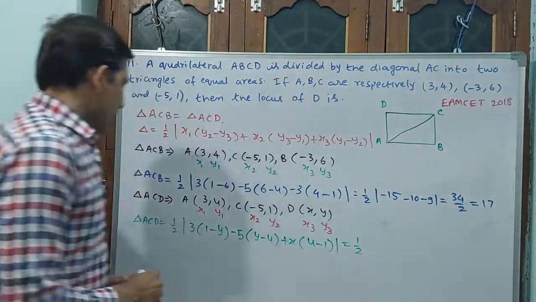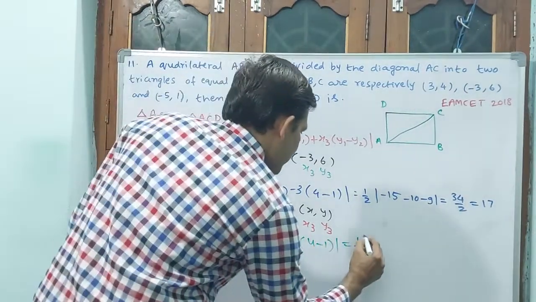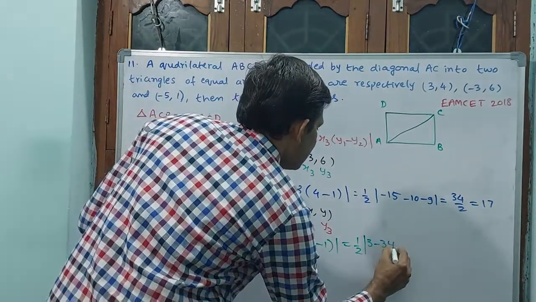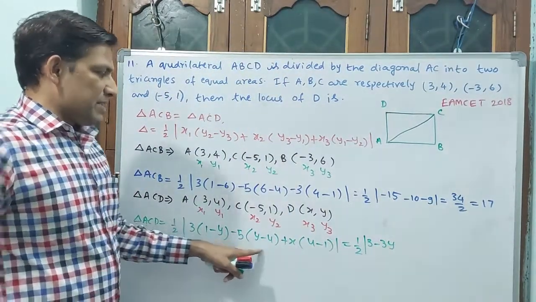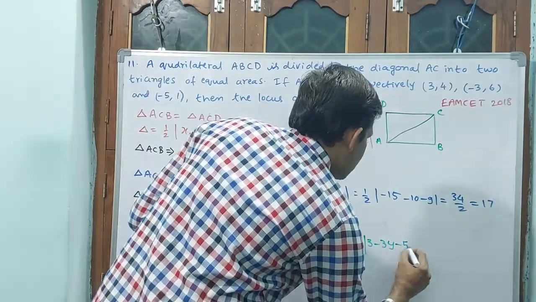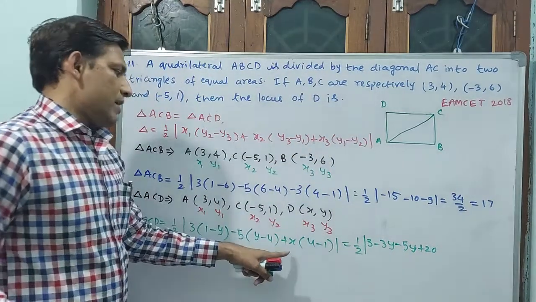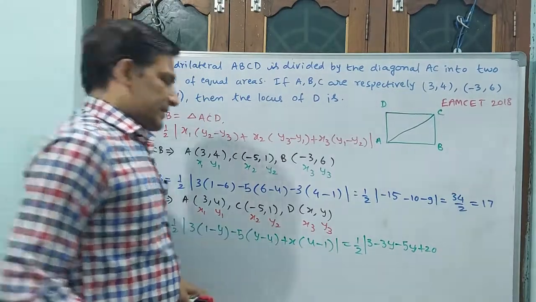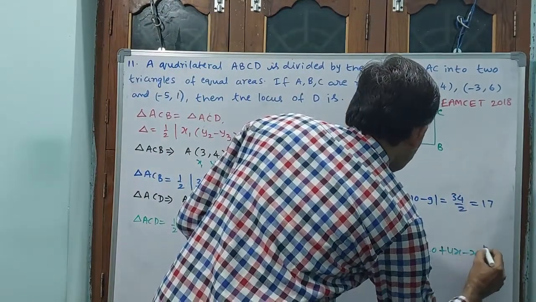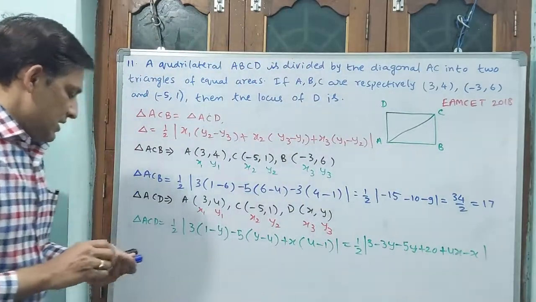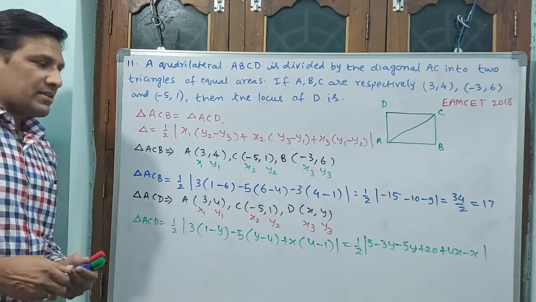Half, within the modulus: 3 minus 3y, minus 5y plus 20, plus 4x minus x. You close the modulus. See, this is not a fair figure, because x and y are there.